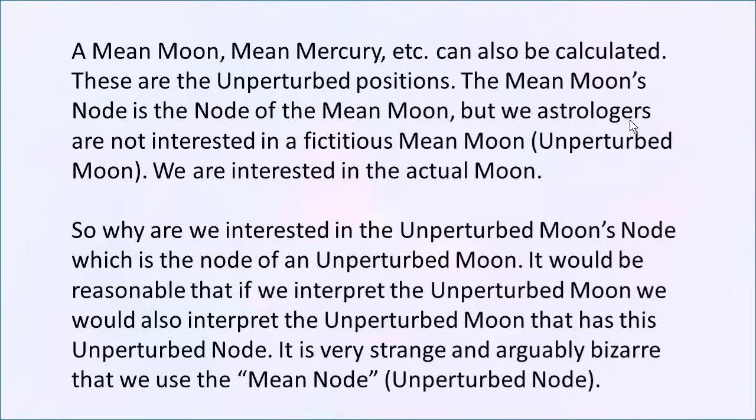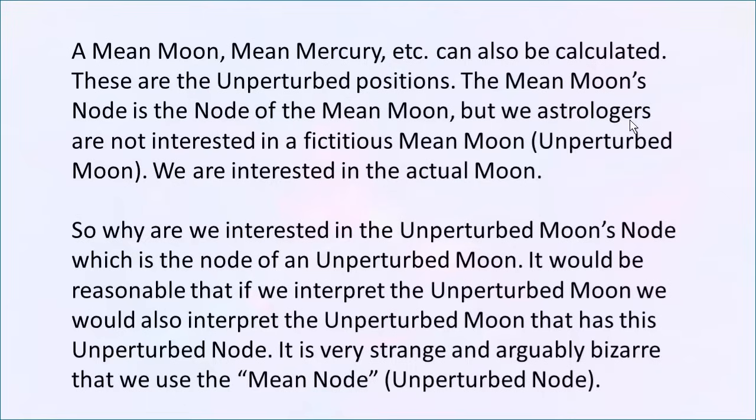Nobody has ever asked us, our software companies, can you give me the unperturbed position of Mercury or Venus? Like not where it really is, but where it would be applying just Kepler's laws. And why would you want that? It's not where it is. In the same way, why are we interested in the unperturbed moon's node? It's not where it really is.